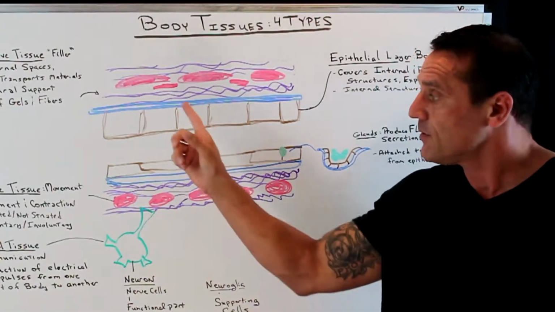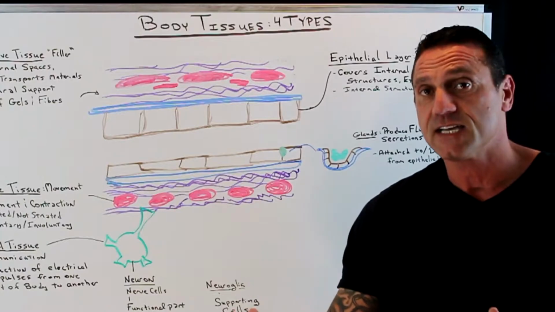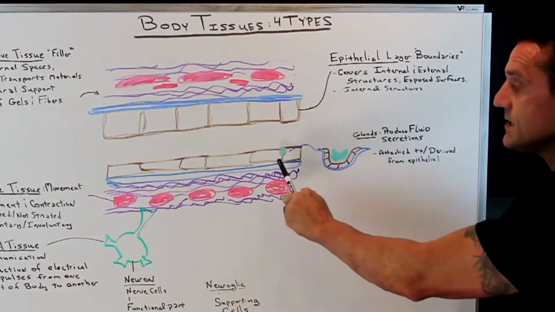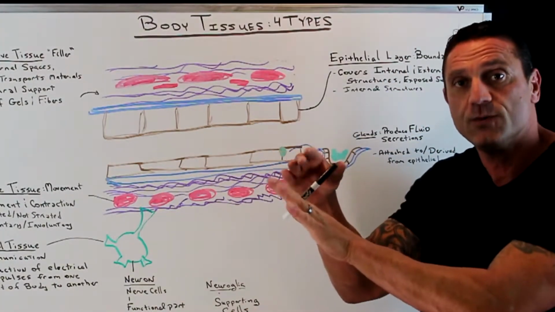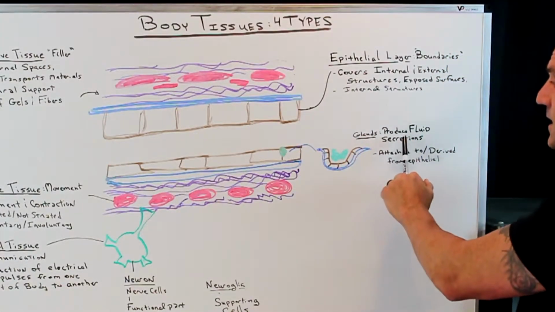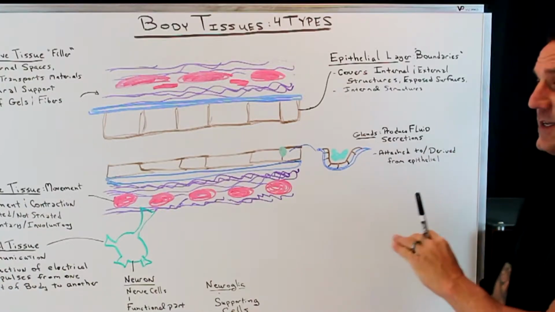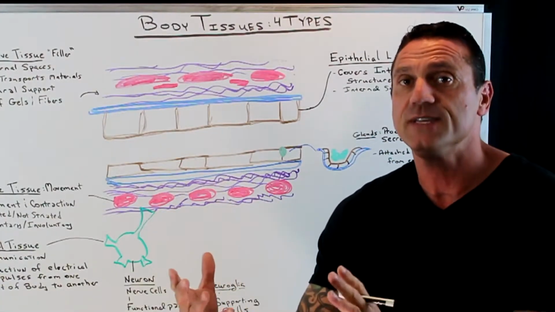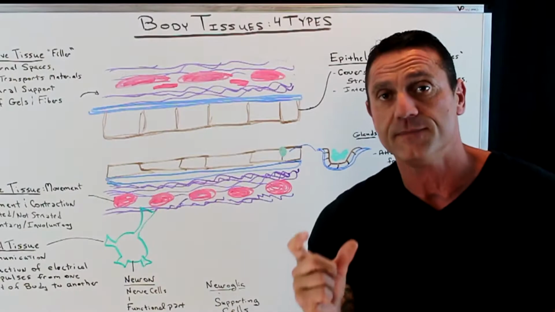And one of the components of the epithelial layer is that it does contain glands. Sometimes you'll have glands that are shoved in between these different structures of the epithelial layer. And the glands produce fluid secretions. Now they're usually attached to the epithelial or they're derived from the epithelial tissue.